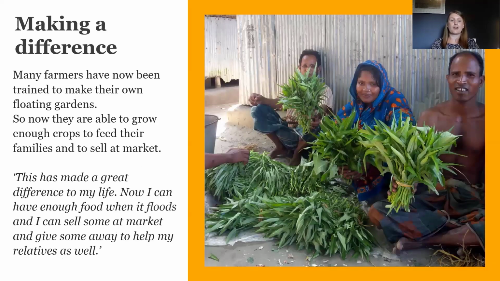And the farmers have been trained to make their own floating gardens. So that makes it very sustainable as well, because they are passing on their knowledge. And so more and more families are able to grow crops to feed families and sell at market.